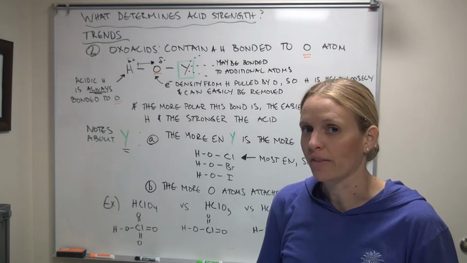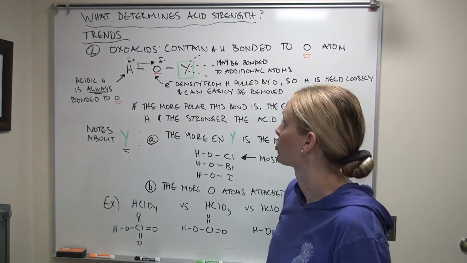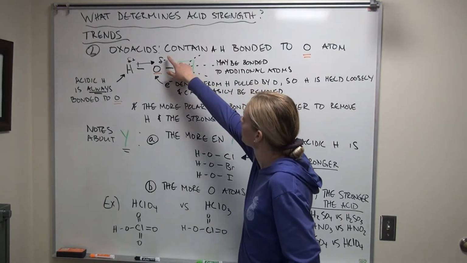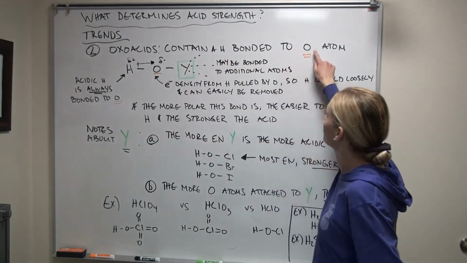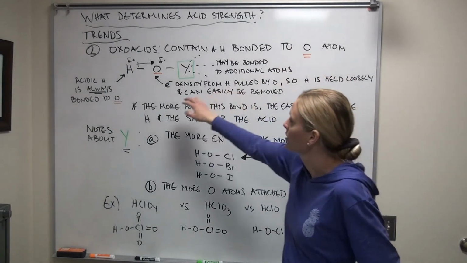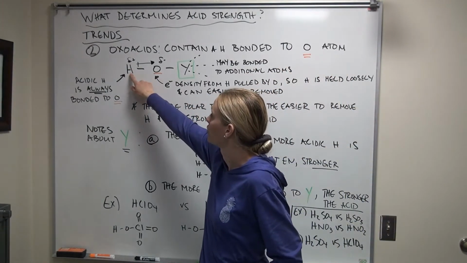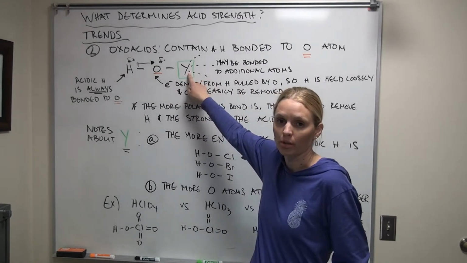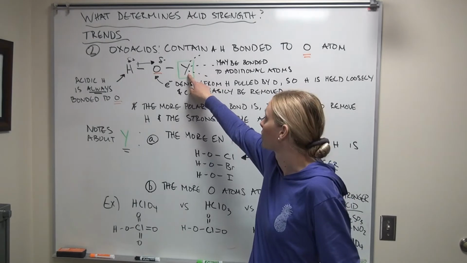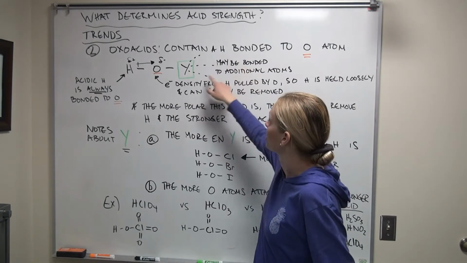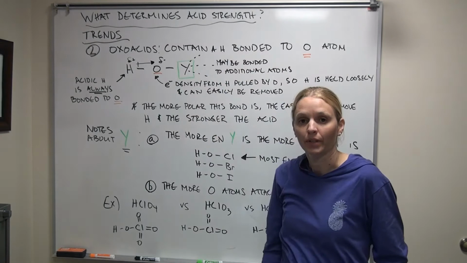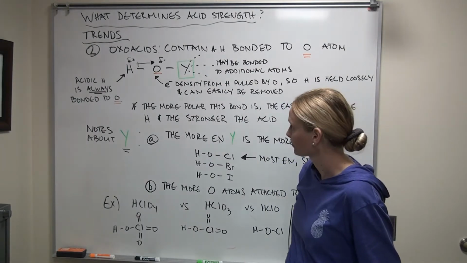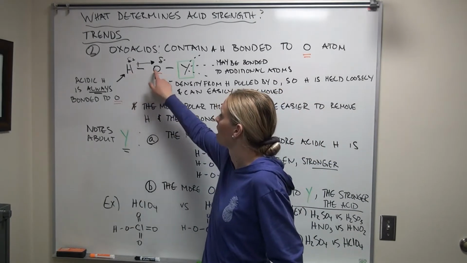Okay, so the second trend that we're going to talk about when looking at acid strength is oxyacids. An oxyacid is a molecule that contains a hydrogen bonded to an oxygen atom. If we look at this generic structure here, we have a hydrogen bound to an oxygen, and then the oxygen is usually bound to some other atom. This other atom we're going to call Y, and it can be bound to a couple of additional atoms. So we take a look at the hydrogen and oxygen.